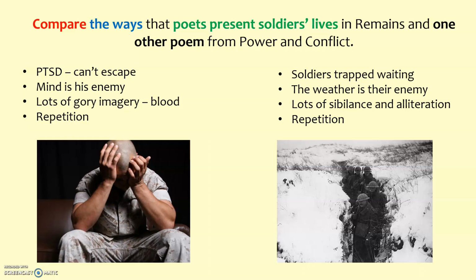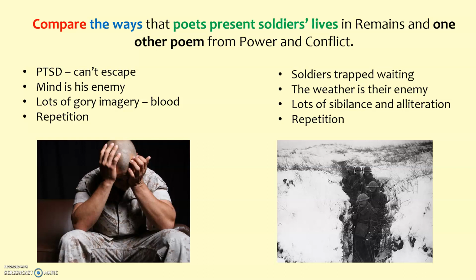But in this poem, rather than the mind being the enemy as it is in Remains, it's the weather that seems to be attacking the soldiers. The main methods that I could think of, I seem to remember there's a lot of sibilants, those S sounds coming through in this poem, and there's a lot of alliteration. There's lines talking about the flowing flocks that come feeling for our faces, so those F sounds, and there are other examples of alliteration in that poem as well. But also there is repetition. They keep repeating the line, but nothing happens, but nothing happens.